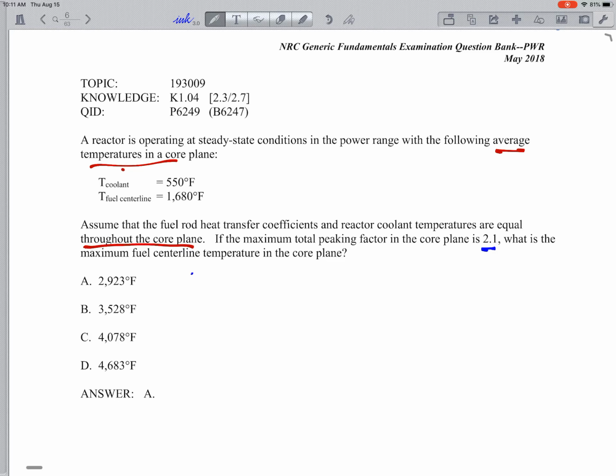So again, we got the hot channel factor. It's going to be 2.1, and that's going to be max over average. So not only the max over average power density, but it's also proportional to delta T between the coolant and the fuel, right? So we could say max delta T over average delta T.